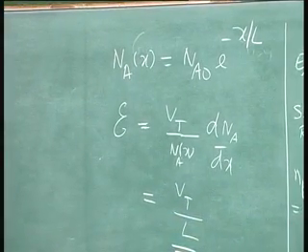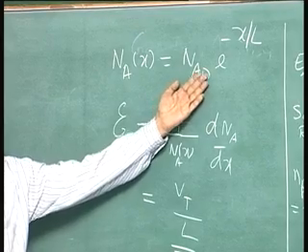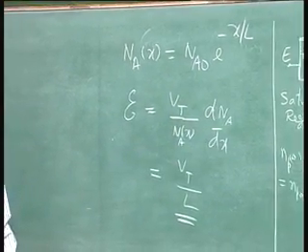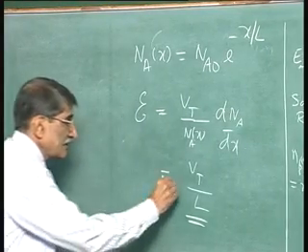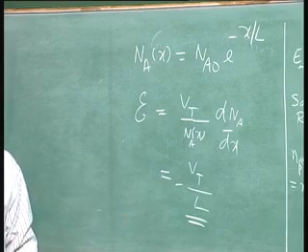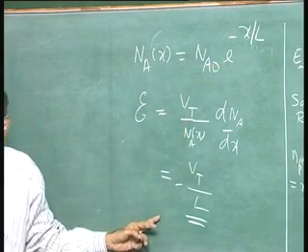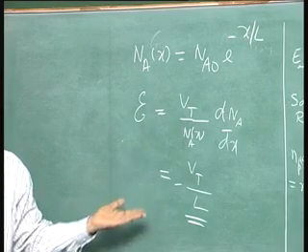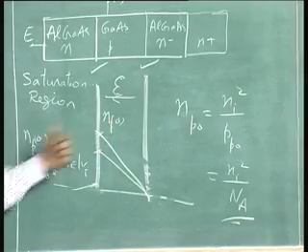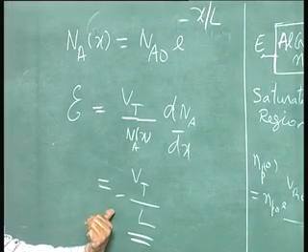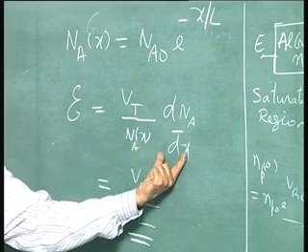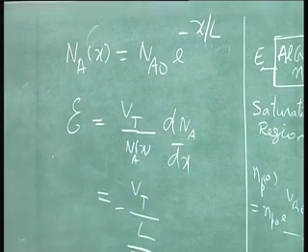Vt by L. dNa by dx, this is divided by L, and that is the quantity. You will get that the electric field is minus. From here the minus sign comes, and this tells you that the electric field is in that direction. So the minus sign is right, it must be there, otherwise whatever we have been telling is not correct. The minus sign comes from there. In fact, that tells you dNa by dx is negative. So it is a constant electric field.